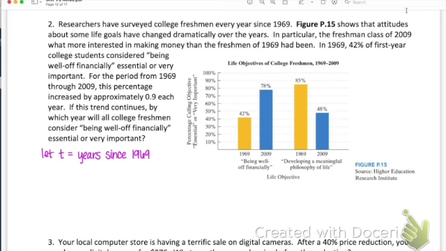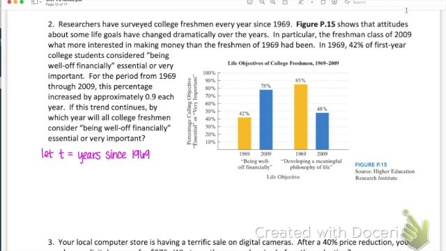Let t equal the years since 1969. That means essentially that t equals 0 is the year 1969. Okay? And so that means that we can keep moving forward, like t equals 5 would be the year 1974, because we just add 5 to it. So what we know then is that the initial amount we started with was 42% of those college students. And then this percentage increases by 0.9 per year.